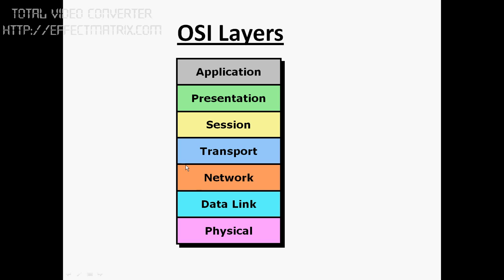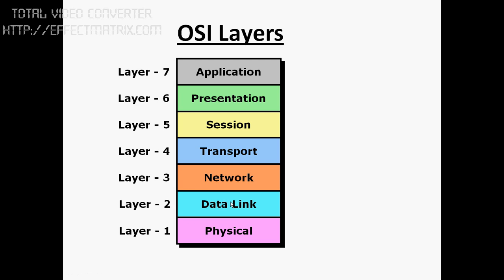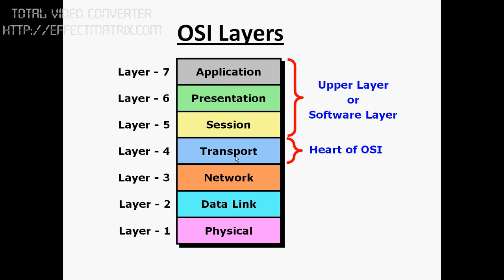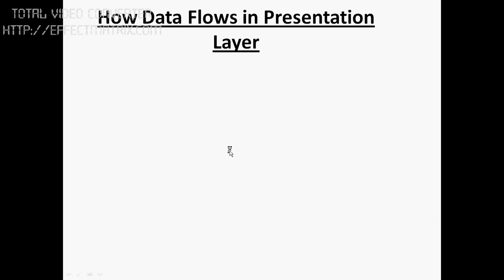Typically this OSI reference model consists of 7 different layers, starting with the physical layer, data link layer, network layer, on top of which we have the transport layer, session layer, presentation layer, and the topmost layer is nothing but the application layer, out of which the transport layer is treated as the heart of the entire OSI model.